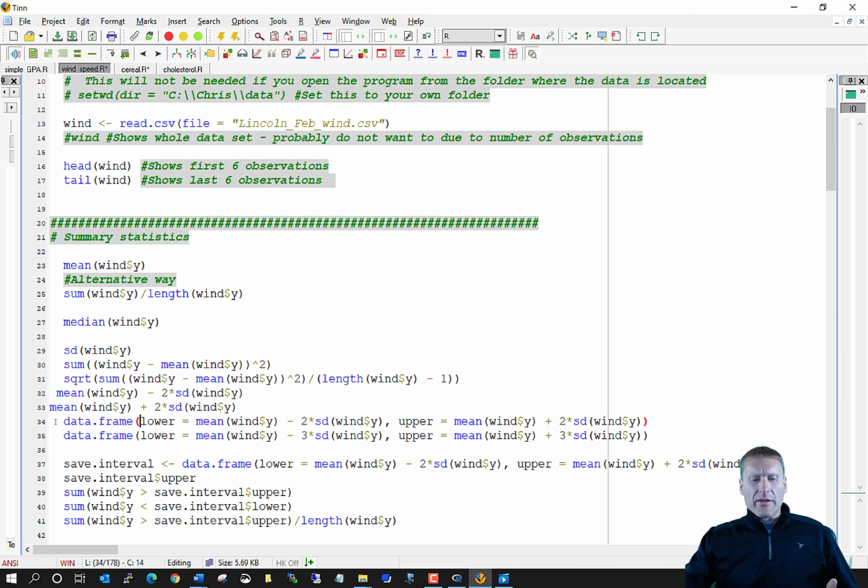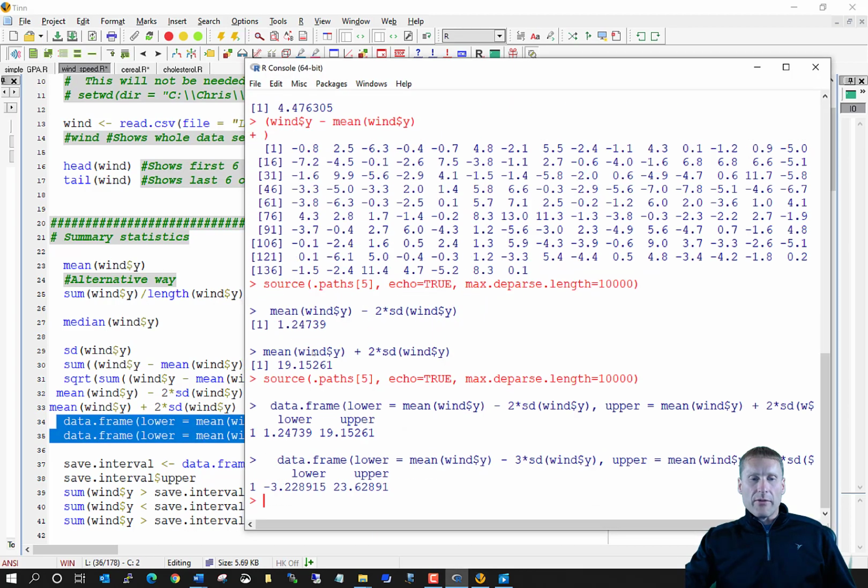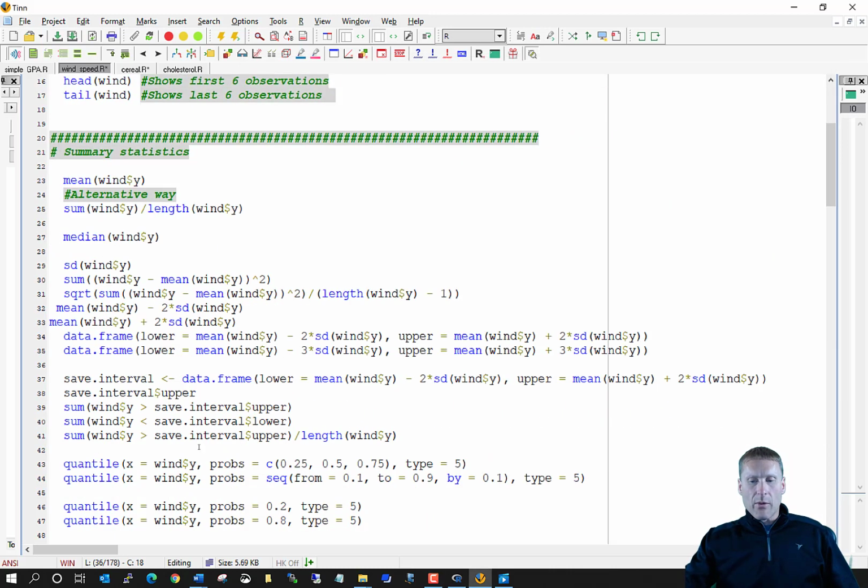Now, another way that I could have put the resulting calculations is in a data frame. To create a data frame, you can use the data.frame function directly. So if I say data.frame, where the first variable is going to be the lower limit, notice I'm going to have that calculation that has the minus in it. My second column in my data frame is going to be the upper limit. So notice I put a plus there. And again, I'm working with 2 standard deviations. How about we do the same thing with 3 standard deviations as well? And this is what we get. Same as what we just saw.